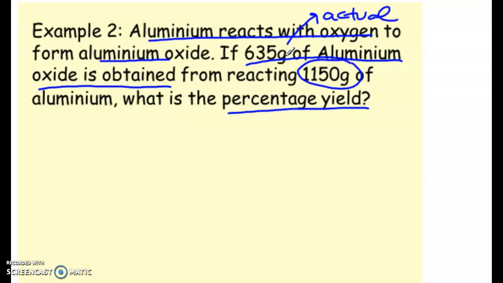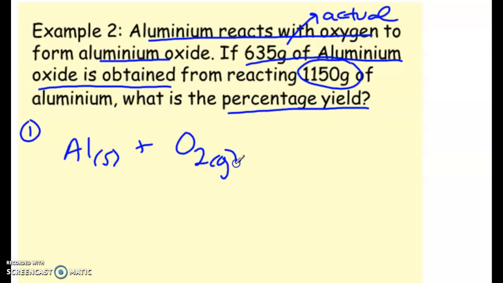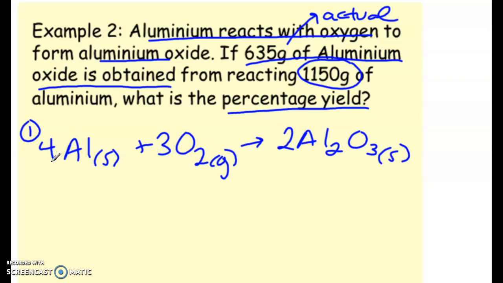We're going to follow our regular stoichiometry rules so we can calculate our theoretical yield. The first thing we do is write our balanced reaction. So we have aluminum plus oxygen making aluminum oxide. And then we need to balance this here. We have the mass of aluminum itself, and we want to know the mass of aluminum oxide.